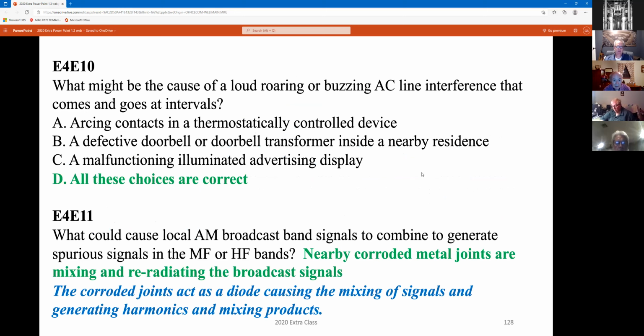What might be the cause of a loud roaring or buzzing AC line interference that comes and goes at intervals? And it's all of these choices are correct. I think there are 3 in this section where you can choose all of the above, and they're all of the above. Okay. Arcing contacts in a thermostatically controlled device, a defective doorbell in your horrible neighbor's house, and a malfunctioning illuminated advertising display.